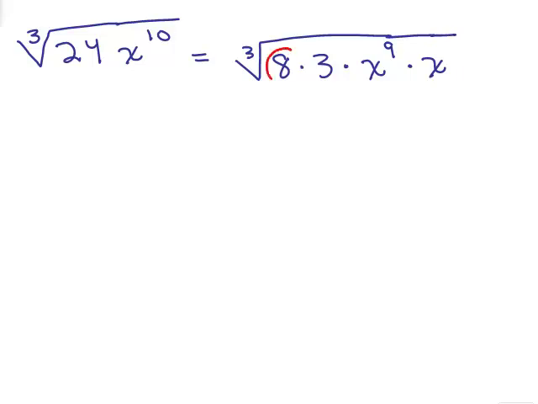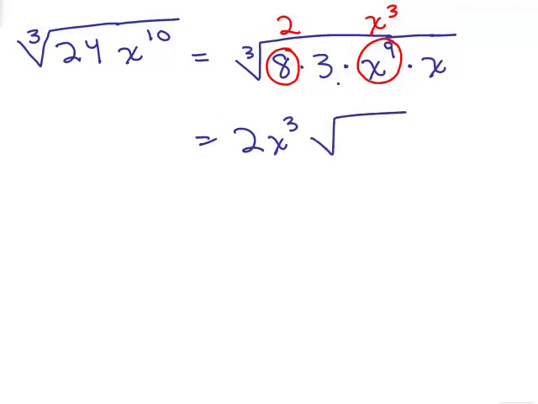And then the cube root of 8 we could take out as a 2. The cube root of x to the 9th, remember we just take a third of the exponent, which means you divide by 3, and that's x cubed. So what comes out here is the 2x cubed in front, and you're left inside with the cube root, right? Don't forget the little 3 inside that little space, of 3x.